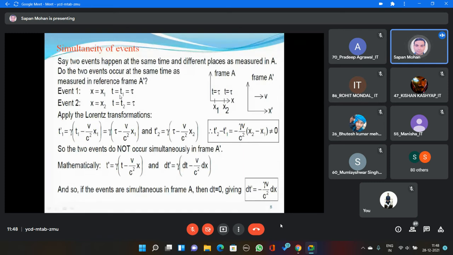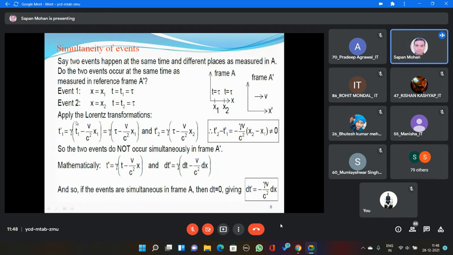See how we can explain it. Let's say event 1 in this frame A or S, whatever you want to take, x position of x is x1, time let's say t equal to t1 is equal to tau. Second event happened at different place x2, but time same, t is equal to t2 is equal to tau.